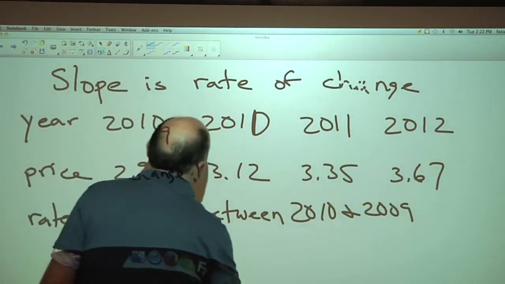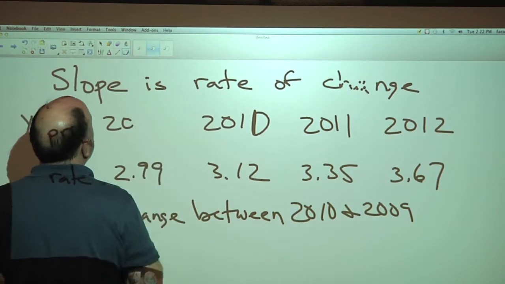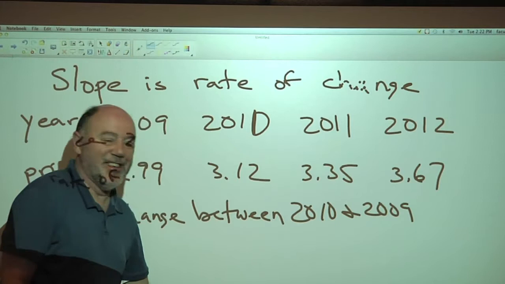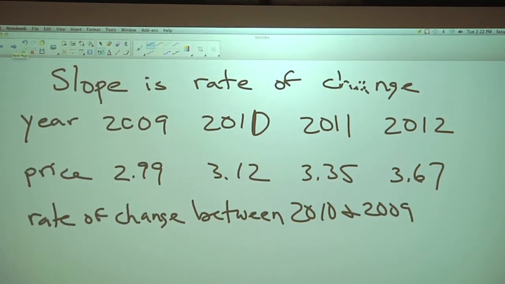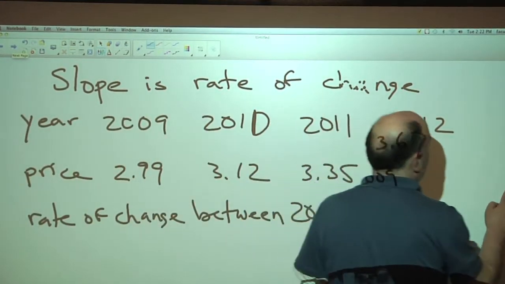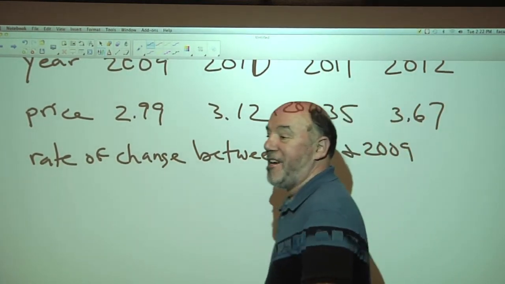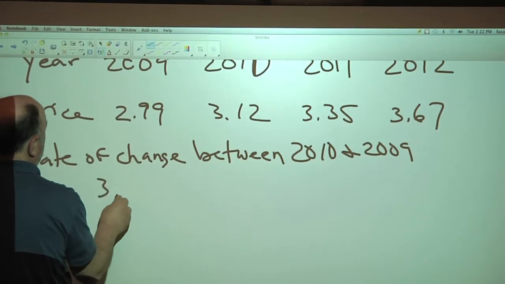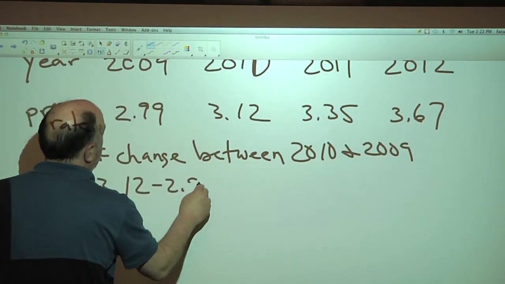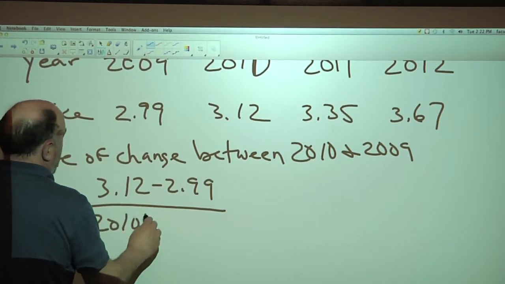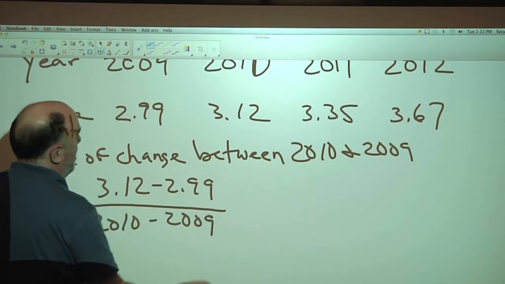Oh, sorry. Well, let's change that. There, now we got 2009. Takes care of that problem. All right. So rate of change between those 2 years. So we got the 2010 price was 312, and the 2009 price was 299. So 312 minus 299, over 2010 minus 2009.